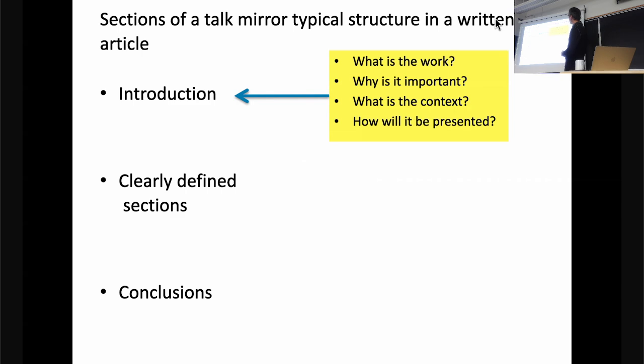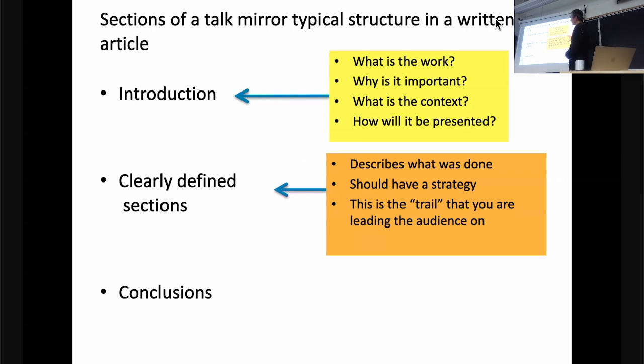what is the work? Why is it important? What's the context of your work? What was done previously? What are you doing further? Especially if you're talking about your research, placing yourself within the literature is an important part of beginning. And then, how will it be presented? That's the 'in this work we' sentence, where you say, in this talk, I am going to tell you X.